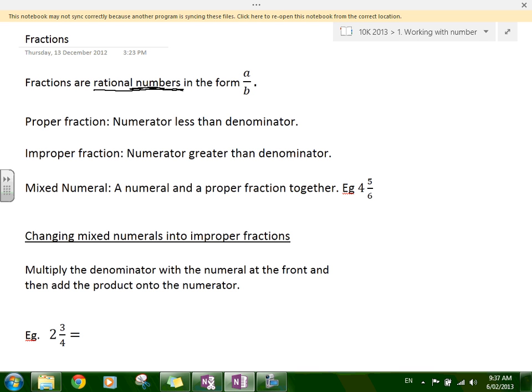Now, any decimal that terminates, as it has an ending, has a limited number of decimal places, is rational. Any fraction is rational. Any whole number is rational. Repeating decimals are also rational, because repeating decimals you can write as a fraction.